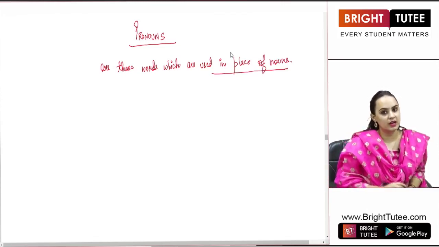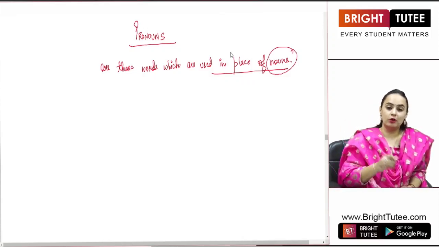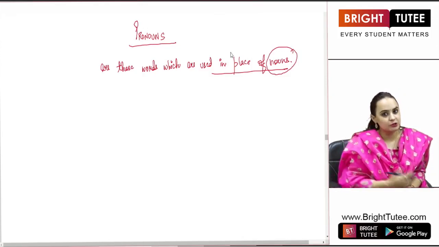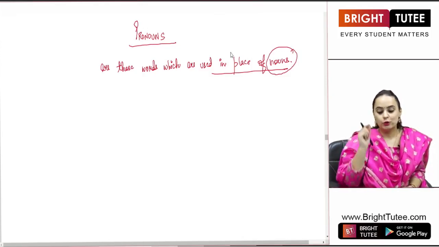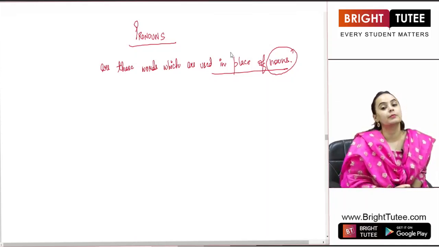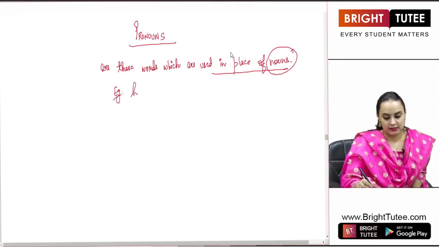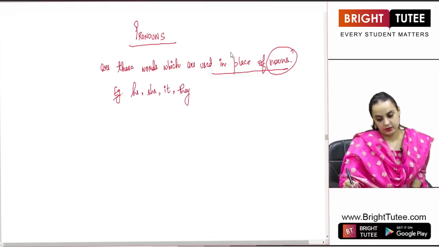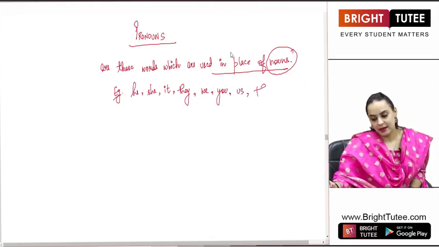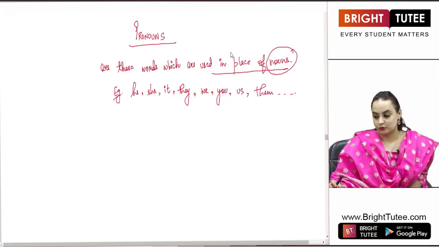We all know what nouns are. We all have learned about nouns. We know that a noun can be common, it can be proper, it can be abstract, it can be material. So those words which we use in place of nouns, we call them pronouns. For example, words such as he, she, it, they, we, you, us, them, and so on and so forth. These are the pronouns.